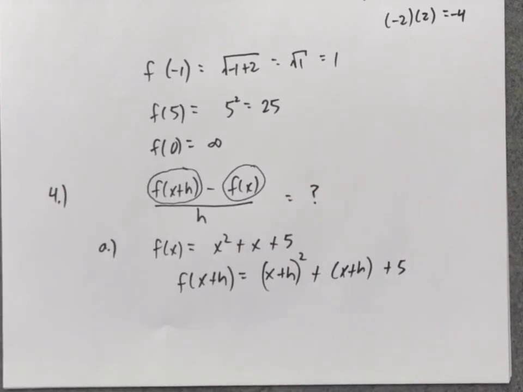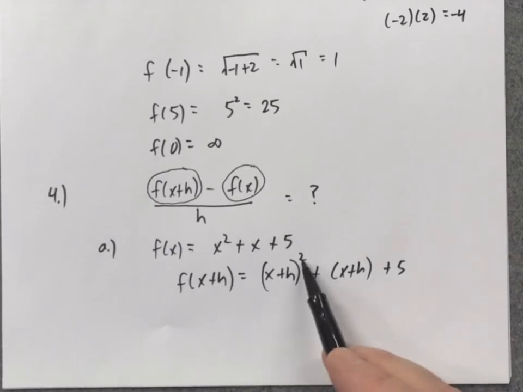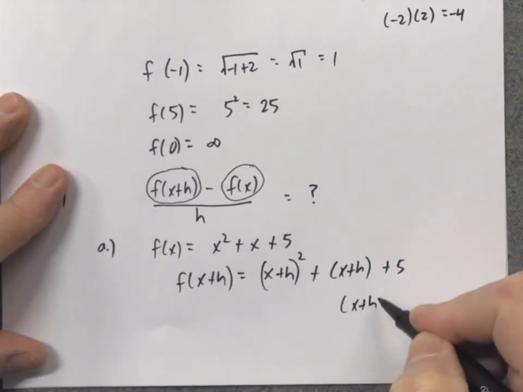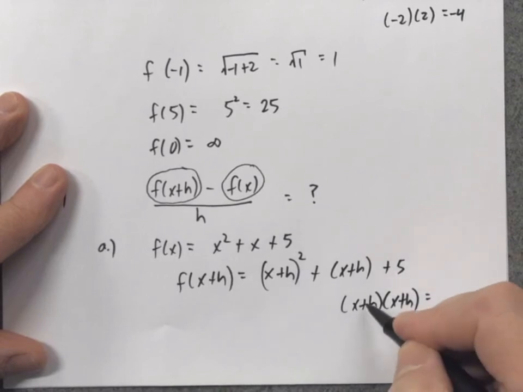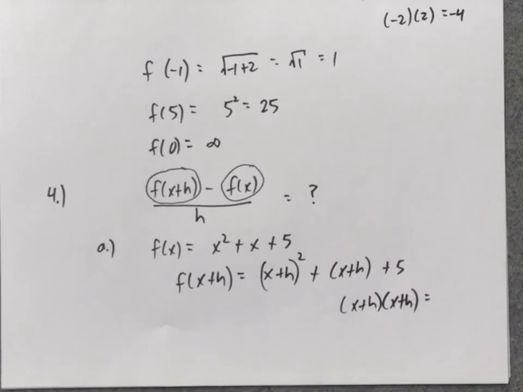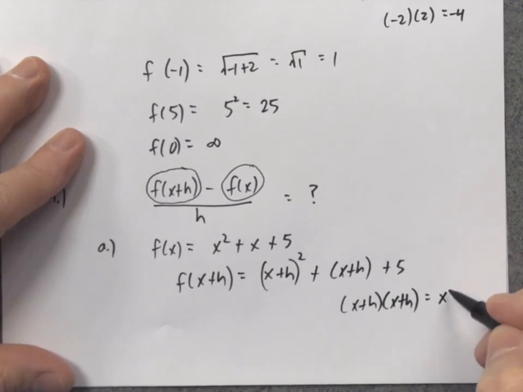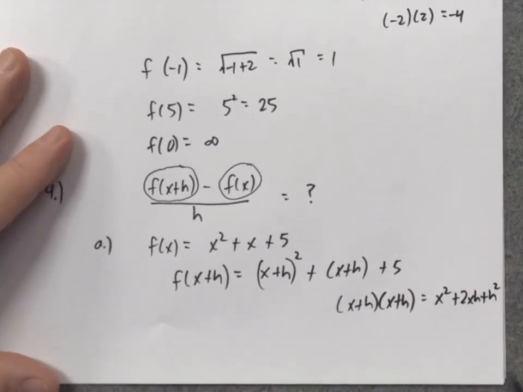Now I need to go and simplify this, and that means I'm going to get rid of these parentheses. Now this one is squared. So hopefully everybody realizes what that means is x plus h times x plus h. You square the whole parenthesis. So most of you learned how to FOIL. So I'm going to try and do this in one step. I believe it should be x squared plus 2xh plus h squared.